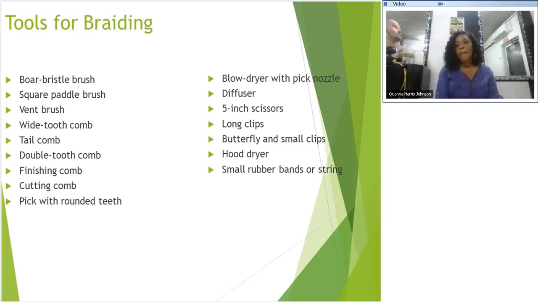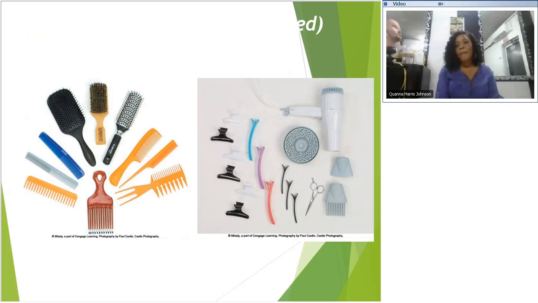Now, these are some of the tools that we will be using in hair braiding. You'll need your boar bristle brush, your square paddle brush, your bent brush, your wide tooth comb, your tail comb, your double tooth comb, finishing comb, cutting comb, pick and round teeth, blow dryer, and pick nozzle. And you're going to need a diffuser, your scissors, your long clips, your butterfly and small clips, foot dryer, and small rubber bands. Some of the products that you might use, you need your waxes. This is a display of the tools that you might use.